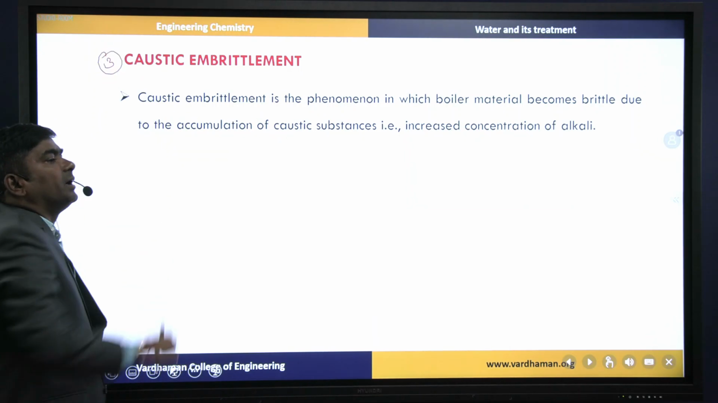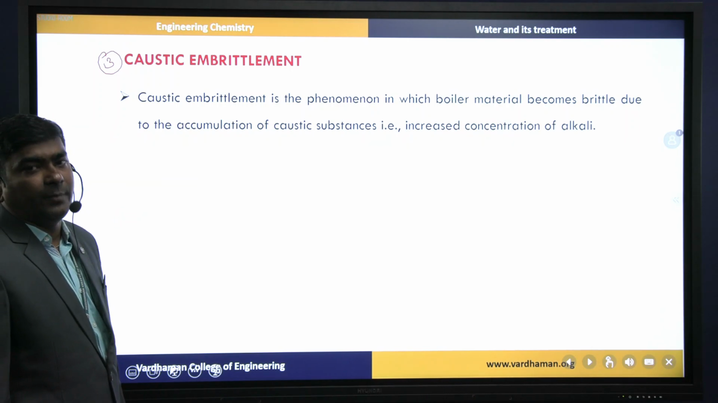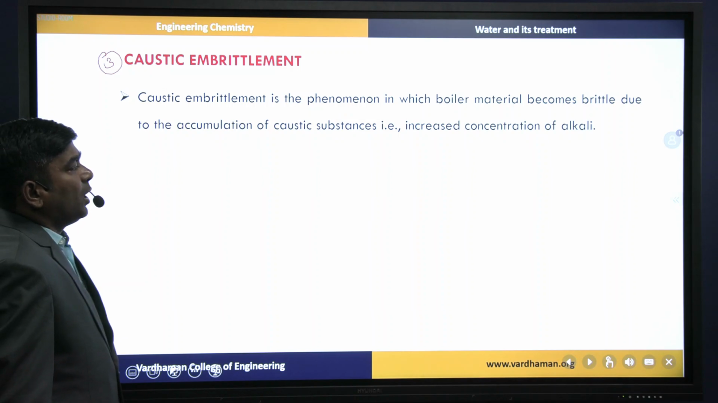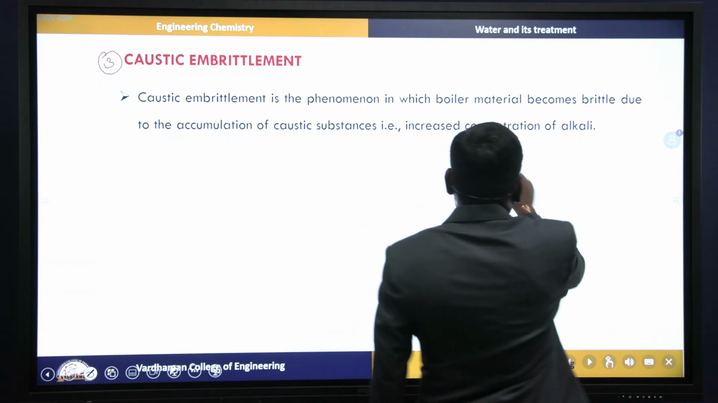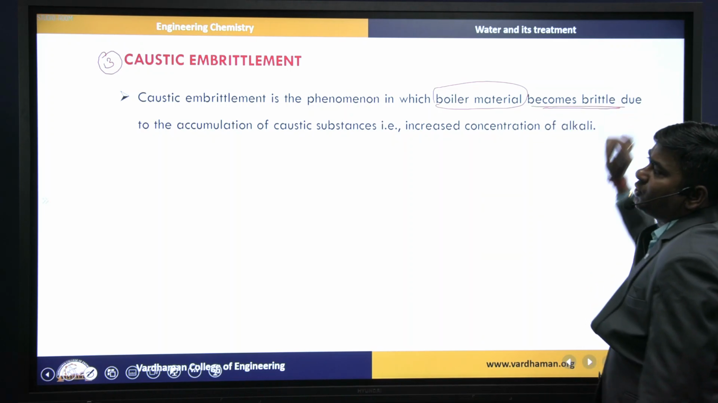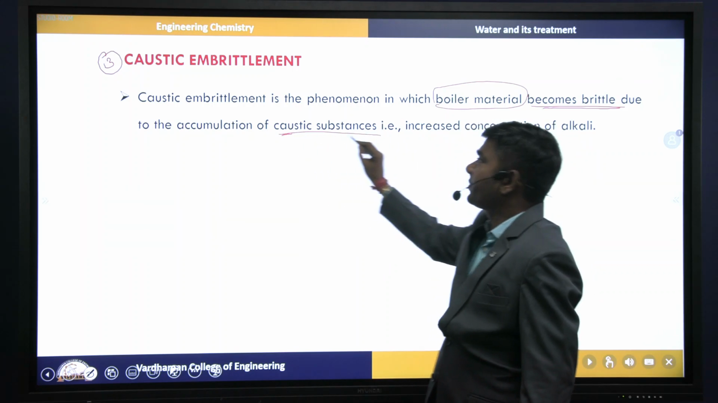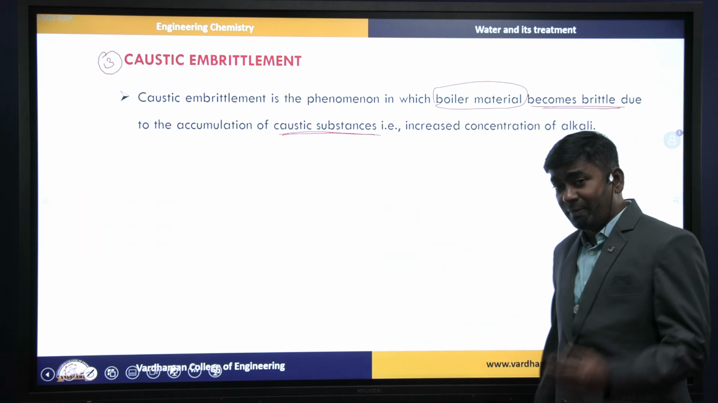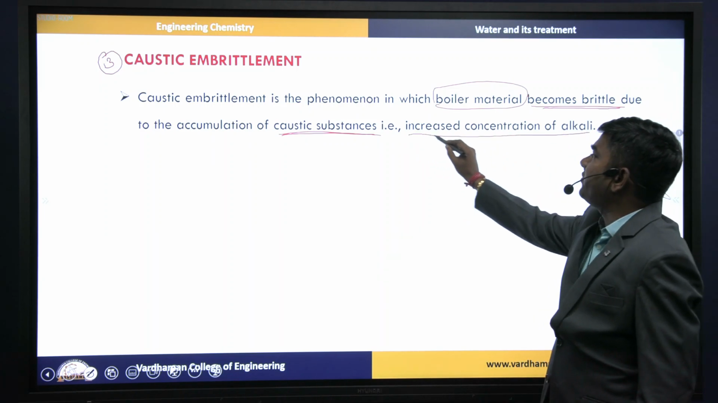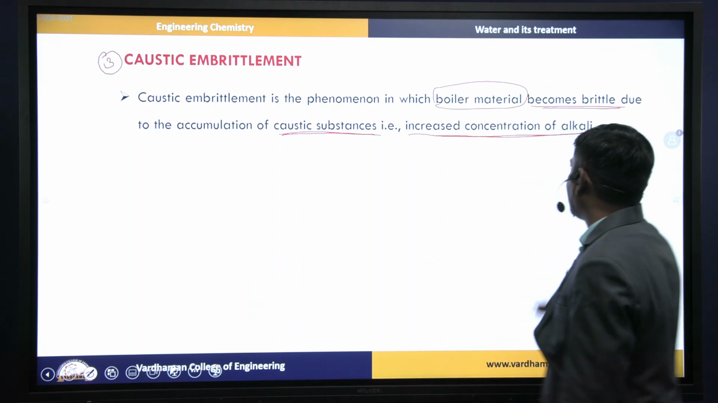And the third boiler trouble we are going to cover today is caustic embrittlement. Caustic embrittlement is the phenomenon in which boiler material becomes brittle due to the accumulation of caustic substances. Caustic substances means basic substances, that is, an increased concentration of alkali. Alkali means bases.